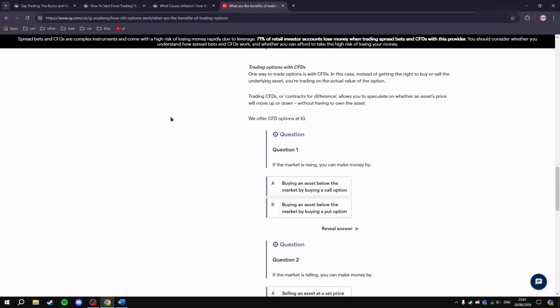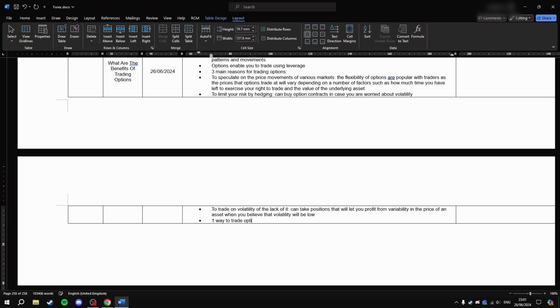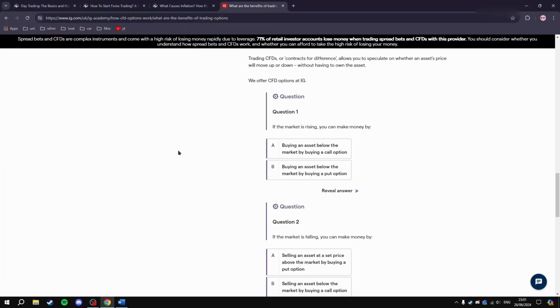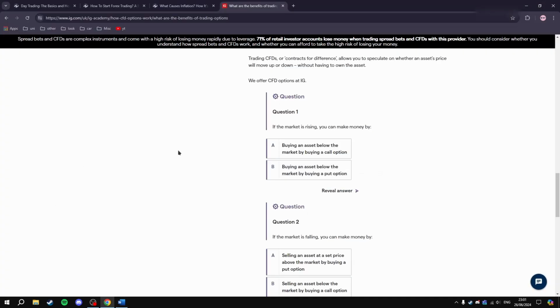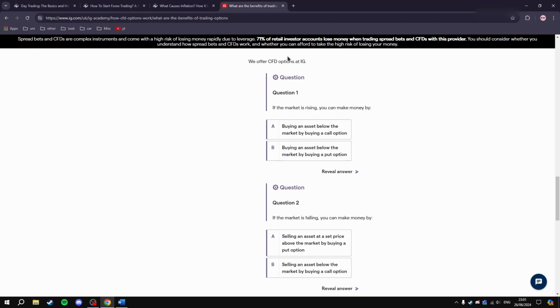One way to trade options is with CFDs, which allows you to speculate on whether an asset's price will move up or down without ever owning the asset. We offer CFD options at IG.